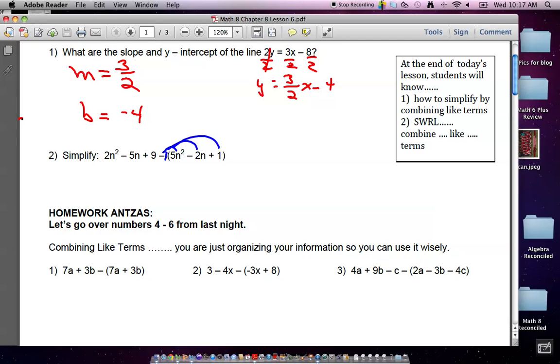Psst, not the time to talk together. Knees under desk. Now, that gives me 2n squared minus 5n plus 9. Now, in the package, this 5n squared was positive. It becomes negative.